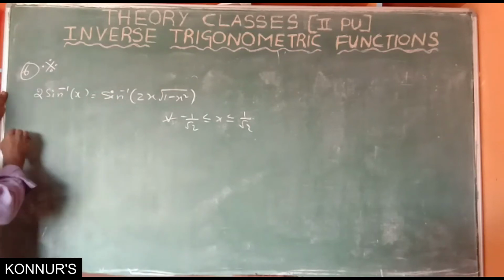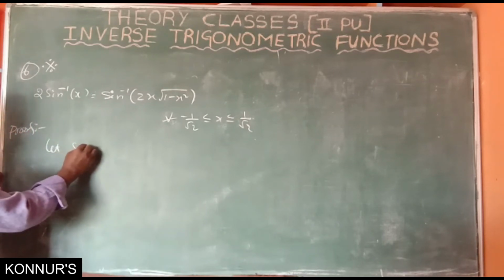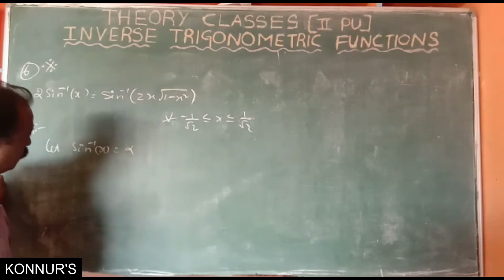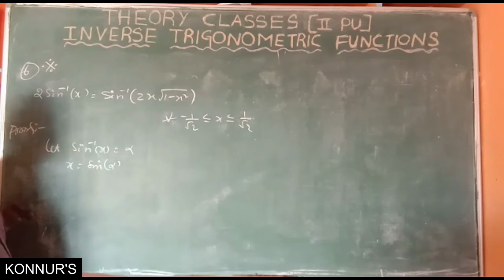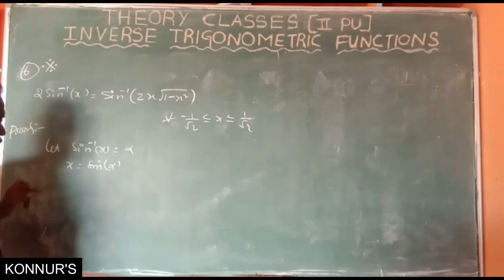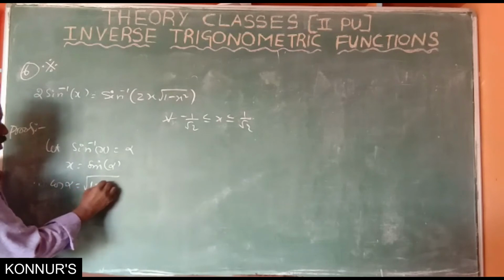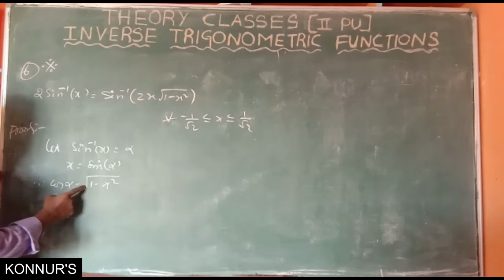Observing the proof. Let sine inverse x be alpha. Then x is equal to sine alpha. Sine inverse goes to that side. Sine alpha is equal to x, x remains. Therefore, what about cos alpha? It is root of 1 minus sine square alpha. Sine alpha is equal to x, so cos alpha is equal to root 1 minus x square. Okay, clear?